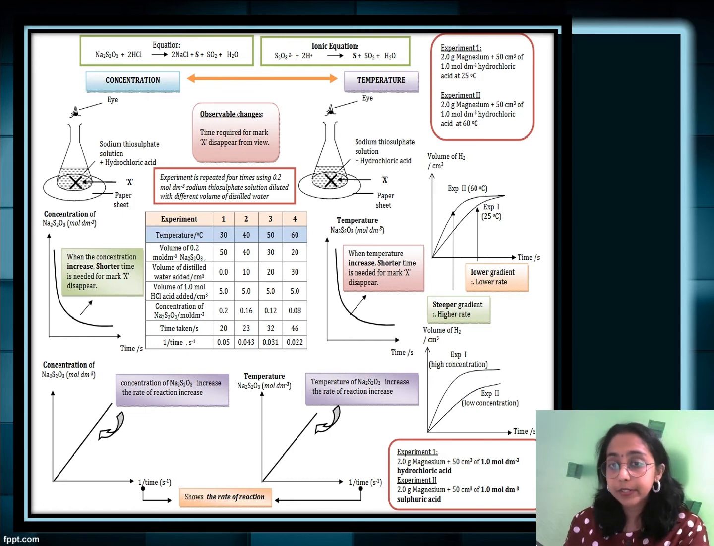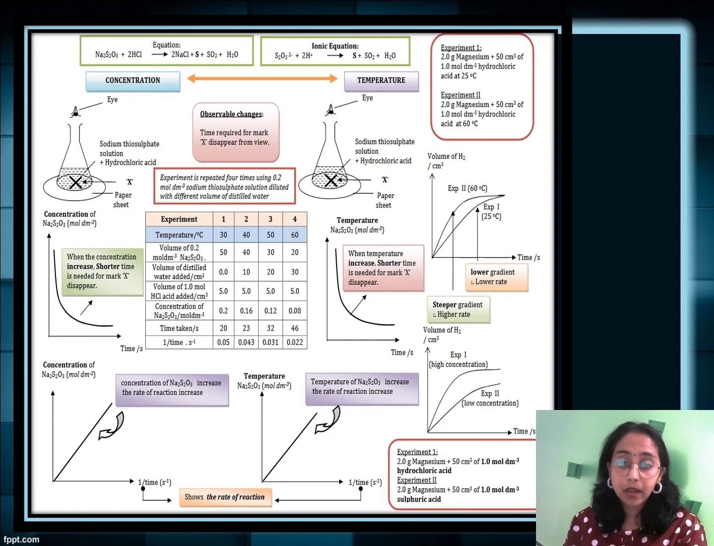And the second part you have to focus on is the graph part. For concentration and even temperature, there are two types of graph involved. One is concentration against time, another one is concentration against 1 over time. So remember students, 1 over time is actually indicating the rate of reaction. So from this graph, what you can conclude here is, as the concentration increases and the concentration is higher, the time taken for the X mark to disappear is shorter. But when the concentration decreases, the time taken for the X mark to disappear becomes longer.